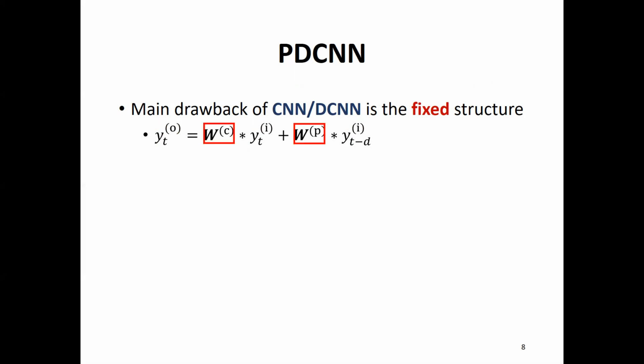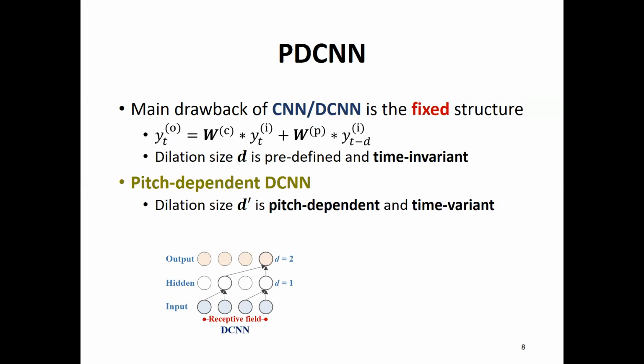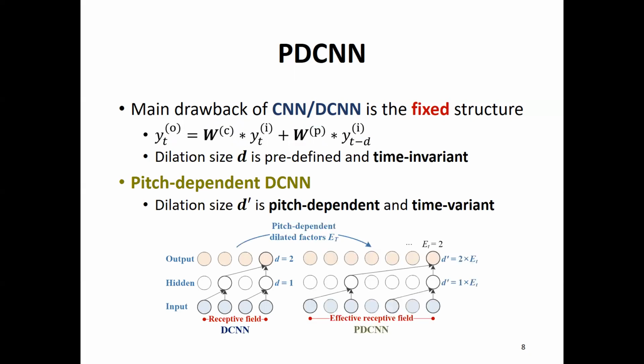WC and WP are changeable weight matrices for the current and past sample respectively. T is the time index, and D is the direction size. For CNN, D is set to 1. For DCNN, D is predefined and time invariant. However, for our proposed PDCNN, the direction size D prime is pitch dependent and time variant. That is, the original direction size D is multiplied by a time variant pitch dependent scale E to get the direction size D prime of PDCNN.